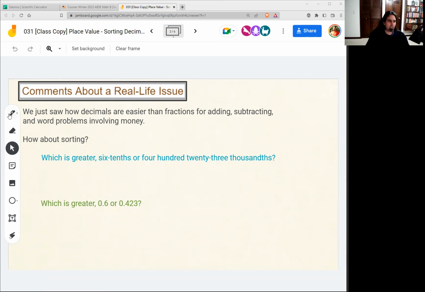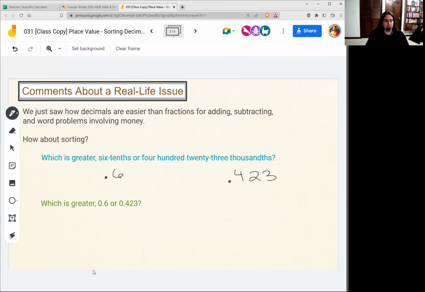So let's translate these. 6/10 would be 0.6, and the biggest place value is just 10ths, which is the first decimal place value, so that's easy. Or 423/1000ths. 10ths, 100ths, 1000ths, that checks out. Let's put a decimal point.